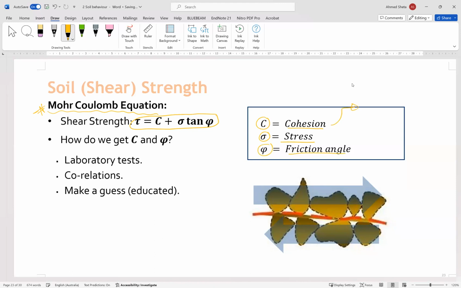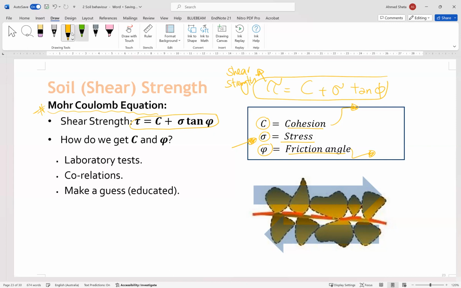So cohesion and friction angle are two of the four elements we mentioned in the previous slide for calculating the shear strength, and here sigma is the stress, or the effective stress. Again, tau equals C plus sigma times tan phi. This is our formula for shear strength, where tau is the shear strength of the soil.